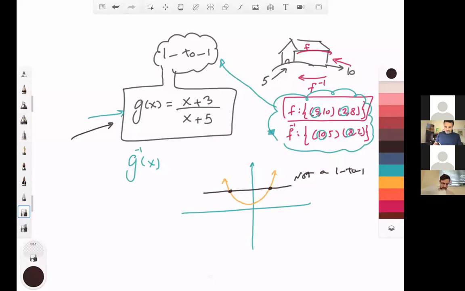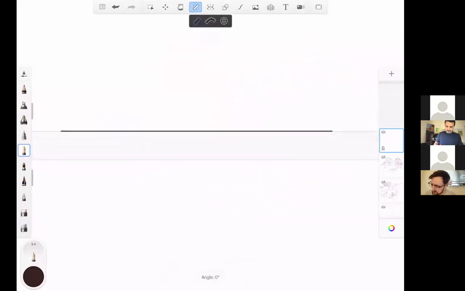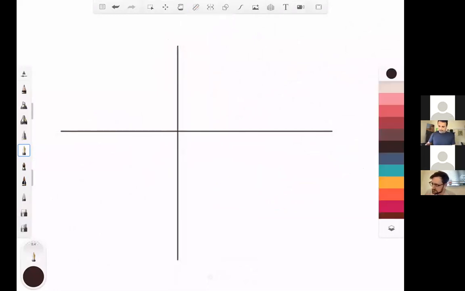Before I go to solve this homework question, let me go over how we find the inverse of the graph. So I'm going to make another layer. For example, we have a graph like this. A graph like that. Good. I'm going to call this one h of x.